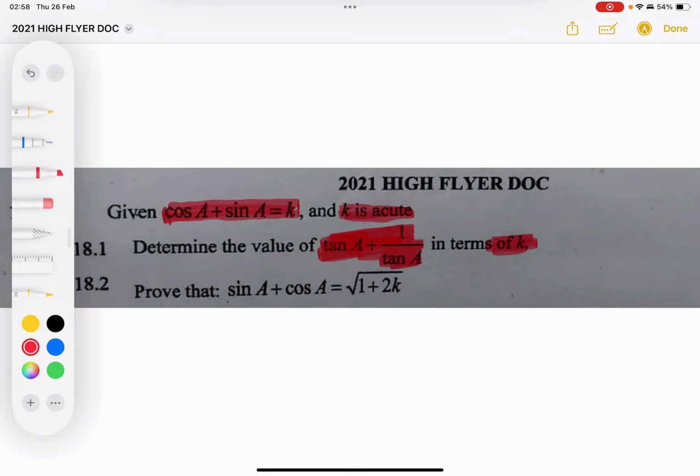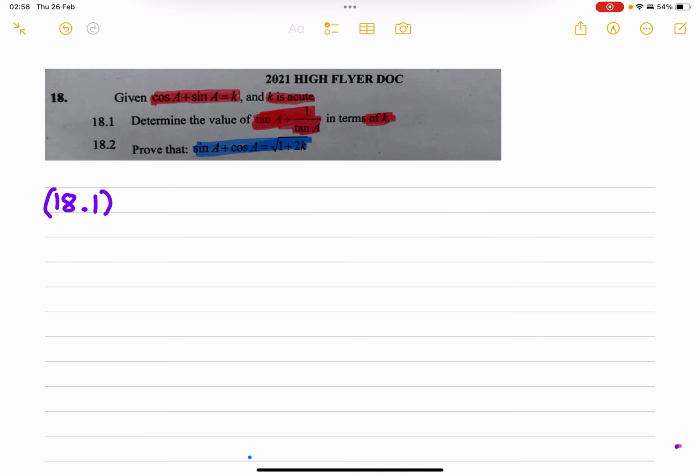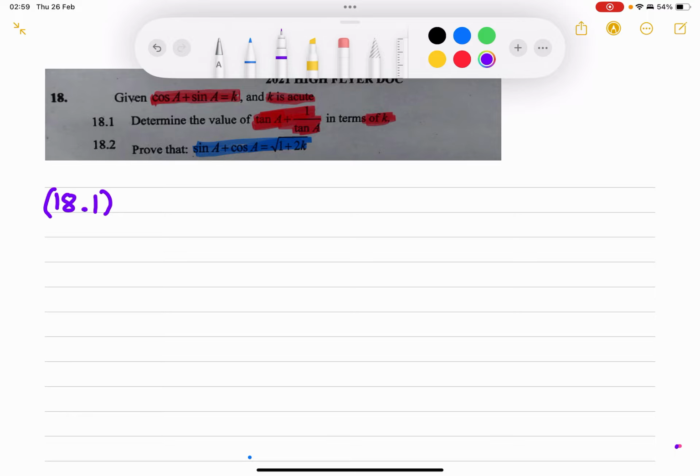And we are also asked to prove that sine A plus cos A is the same as the square root of 1 plus 2k. Okay, so let's do that, ladies and gents. First things first, we need to determine the value of tan A plus 1 over tan A.